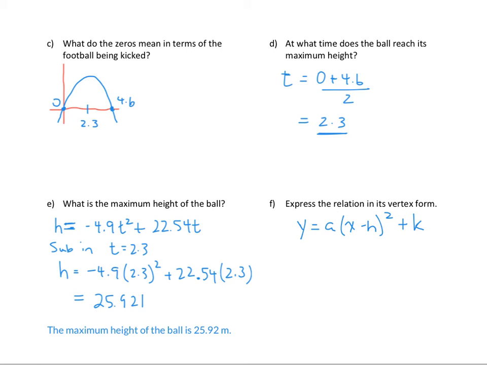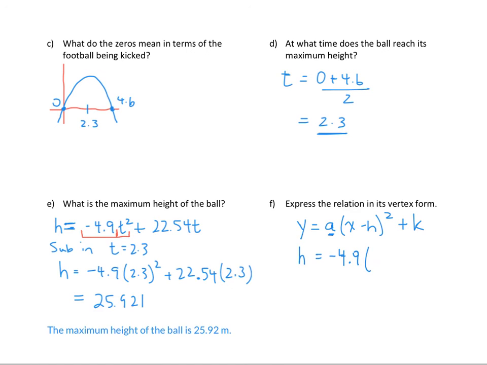The a value here will be exactly the same as the a in our original relationship. So our original relationship in standard form, the first term is the negative 4.9 t squared, so the a value is that negative 4.9. So when I state this, I'm going to use h instead of y because it's height, to put context to it. And then negative 4.9 is the a value.